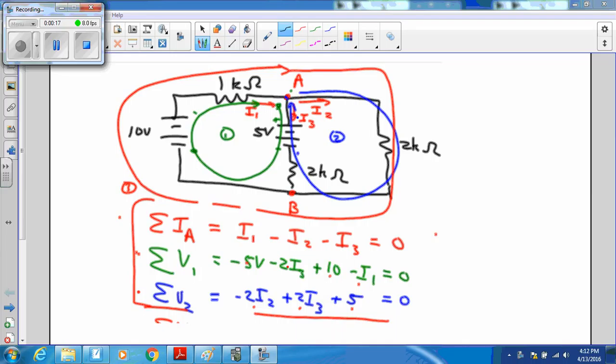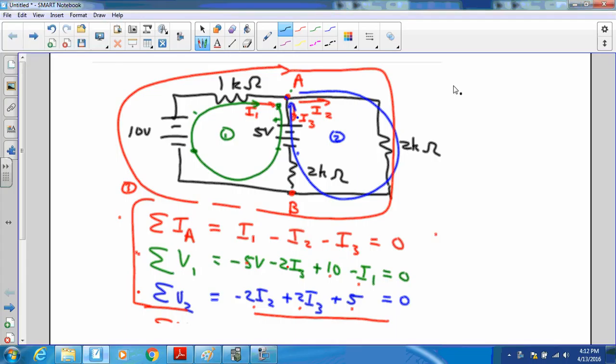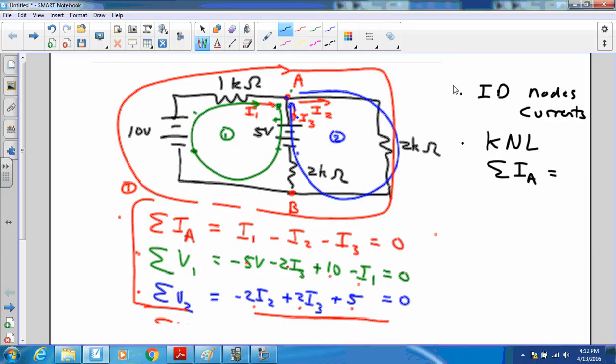And you remember that to do that, we started by identifying the nodes and currents. And once we had identified the nodes and the currents, then we wrote the Kirchhoff's node law, KCL equation: the sum of the currents at A is equal to 0.